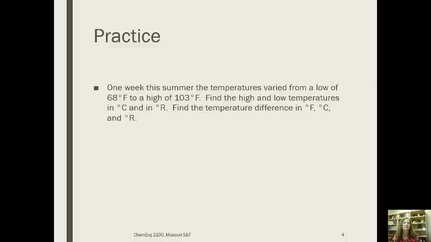1 week this summer, temperatures varied during that week from 68 degrees Fahrenheit to a high of 103 degrees Fahrenheit. So what are these temperatures in degrees Celsius? What are they in degrees Rankine? And what's that temperature difference, the delta T, in degrees Fahrenheit, degrees Celsius, and degrees Rankine?